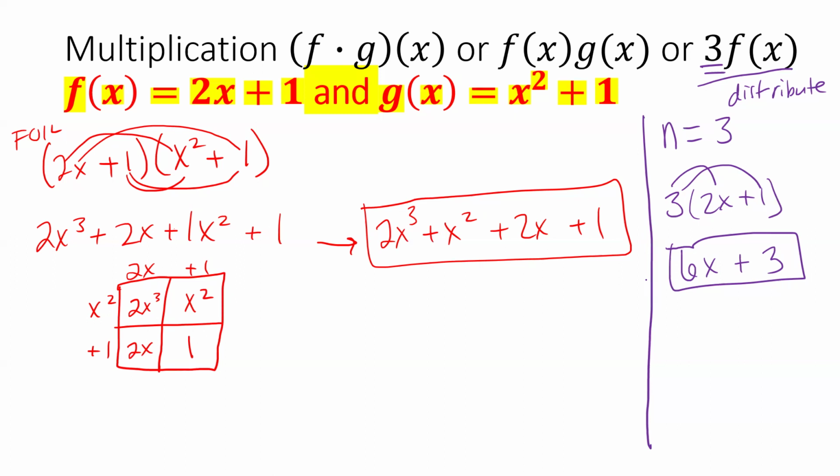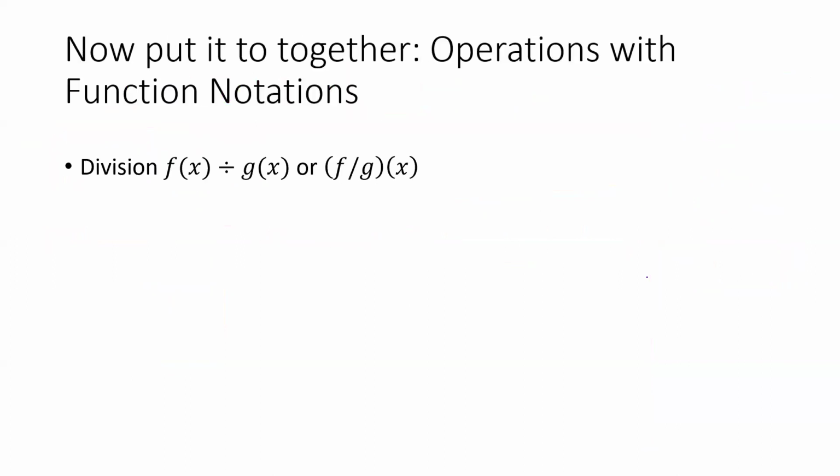Okay. We're now on to our third tab. Ready? Your third tab is division. If that makes you happy, leave it open. Okay, so our third tab is our division tab. So we have f of x divided by g of x, or it would be seen as f over g of x.